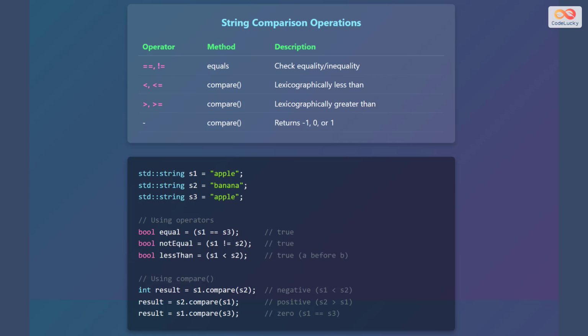comes before b lexicographically. Next, we use the compare method to compare s1 with s2, which will return a negative value since s1 is less than s2. We compare s2 with s1, which will return a positive value since s2 is greater than s1. Finally, we compare s1 with s3, which will return 0 since s1 is equal to s3.